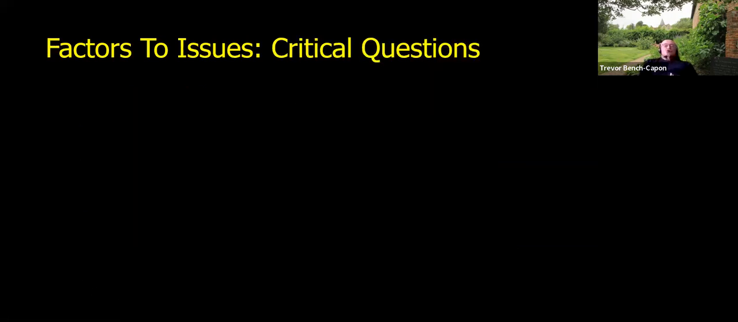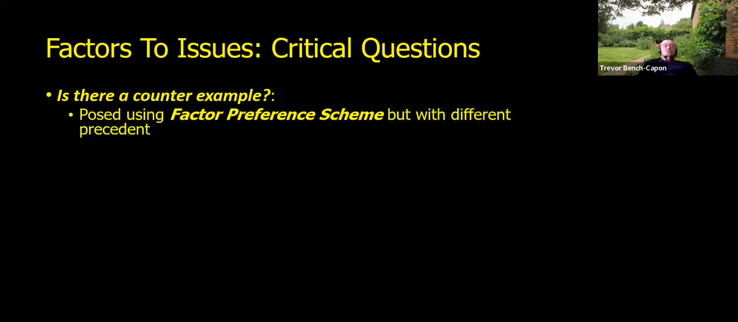So what are the critical questions? Well, it might be that there's a counter example. We have a different precedent or a different value system. And this can be posed using the scheme we just put forward for arguing for the other side. And it's responded to by posing these particular questions to that instantiation of the factor question.